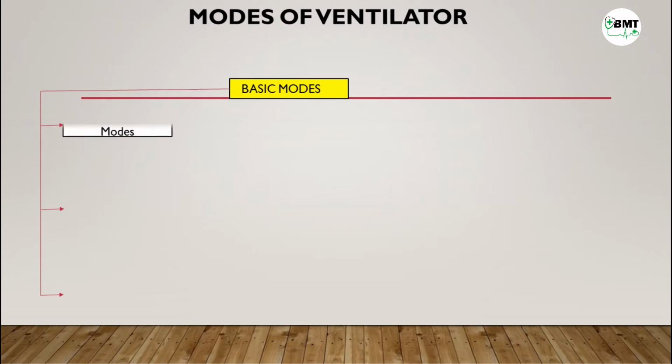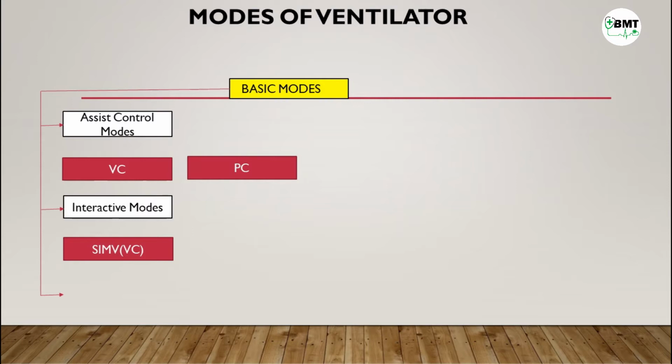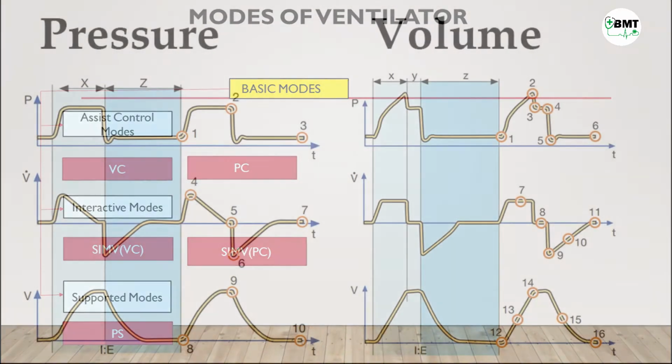So now what does each category include? In control modes, it includes volume control and pressure control. In interactive modes, there is SIMV volume control and SIMV pressure control. And in supported modes, it includes pressure support mode. Now let us understand these modes in detail.